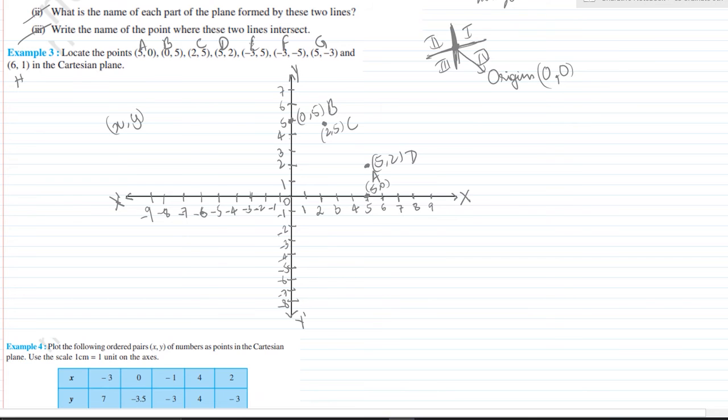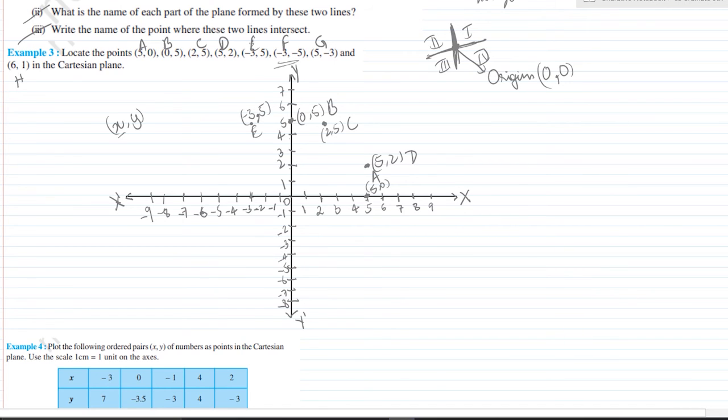And 3, minus 3, 5. So it's minus, right? So when our x value is minus 3, so minus 3, and this is positive. Since 5 is positive, so here minus 3, 5. Right, this is point E.